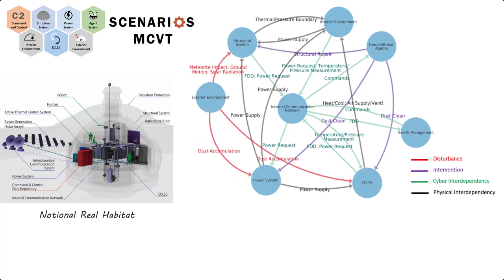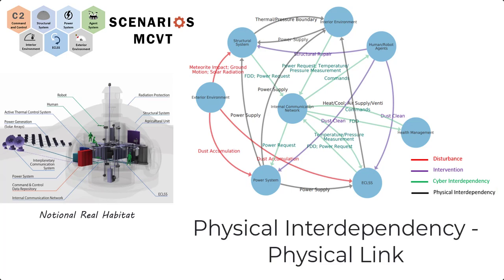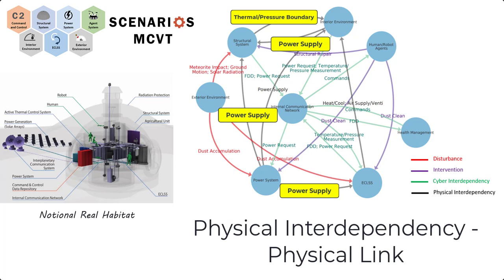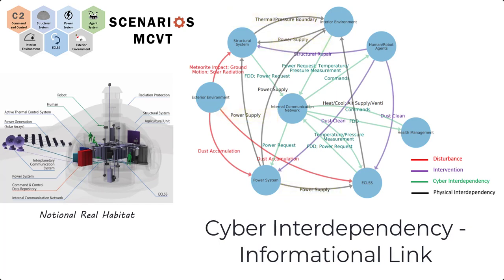To better manage the data exchange among subsystems, the system interdependencies are categorized into 4 types. Physical interdependency. This type of interaction exists when 2 subsystems share a physical link. Examples of this interaction are sharing boundary conditions such as pressure and temperature, or power supply from the power system to the sensors in the habitat.